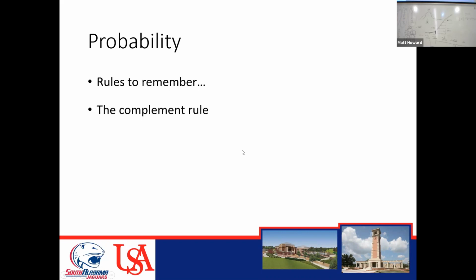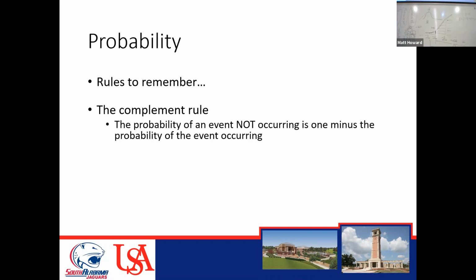Other rules to remember about probability, and once again, this plays more once we get into inferential statistics. The first one is the complement rule. The complement rule simply tells us the probability of an event not occurring is 1 minus the probability of the event occurring.